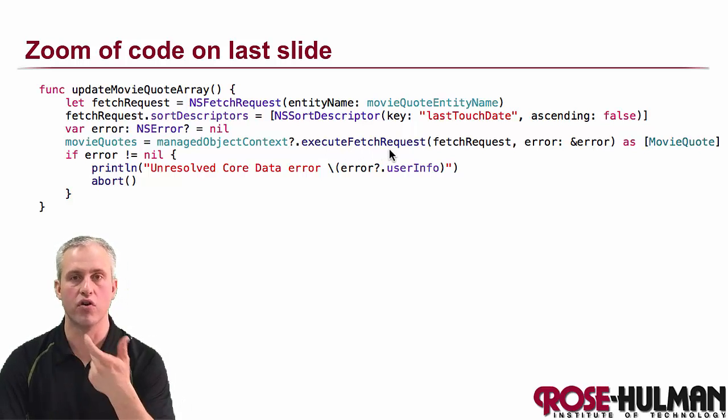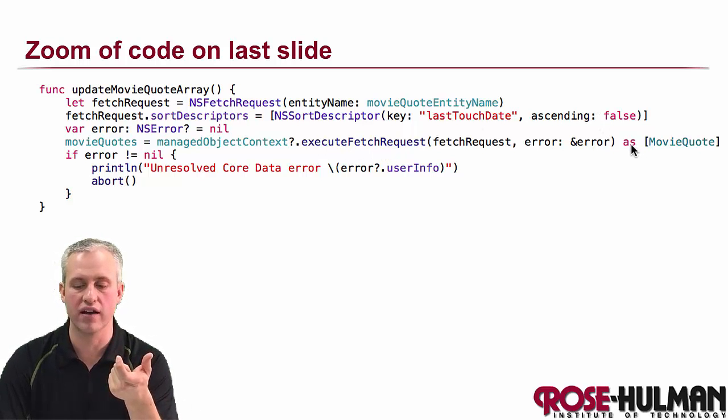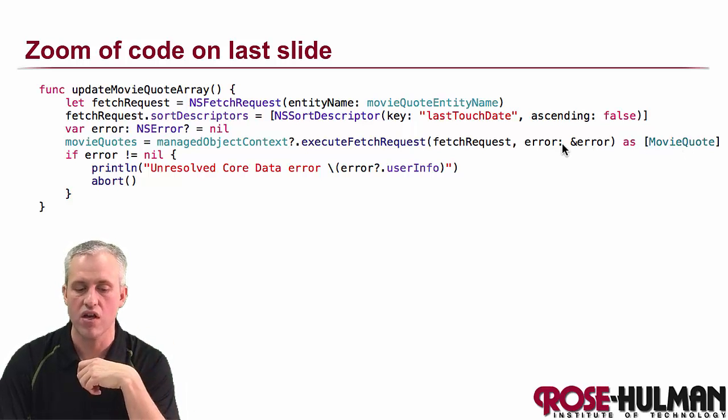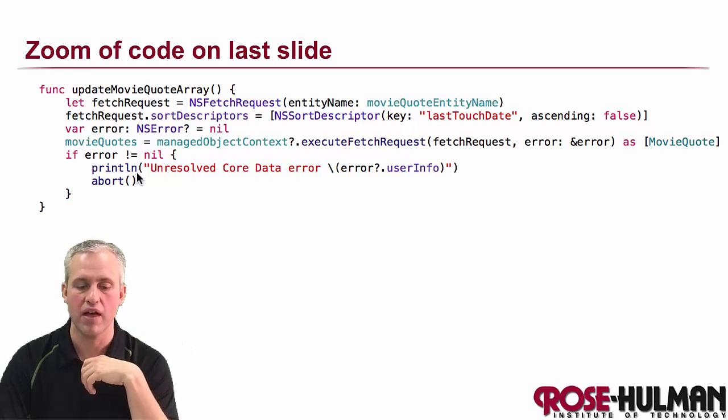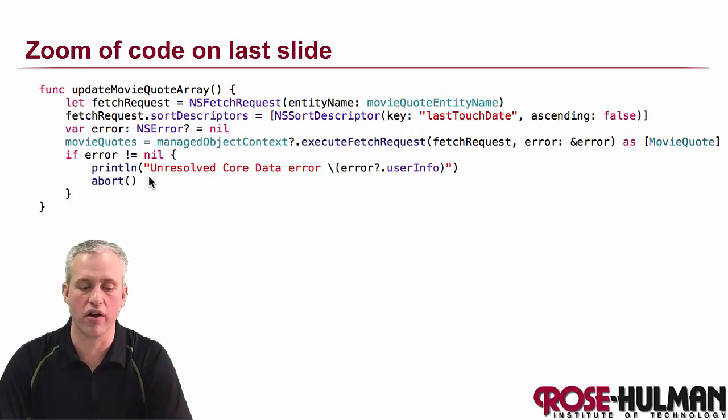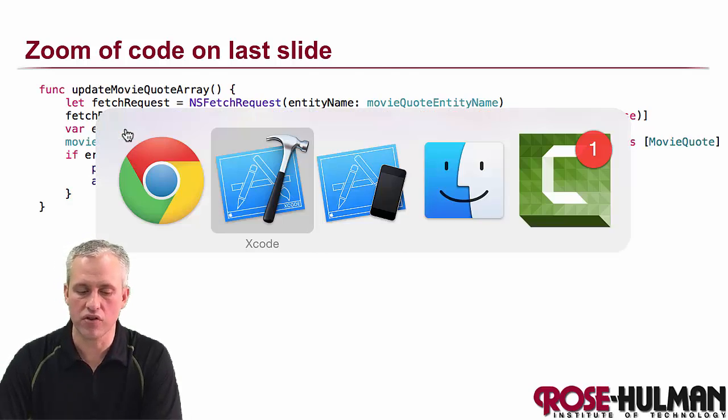And this whole thing, what it says is execute fetch request. What that's going to give you is an array. And I want to go ahead and cast it to say it's not just an array of any objects, it's an array of movie quotes. So at that point, I've got my movie quotes and I've updated the array. And then we're going to check for the error to see if there was a problem. And if there is an error, we're just going to print a log and we're going to intentionally crash the app, right?